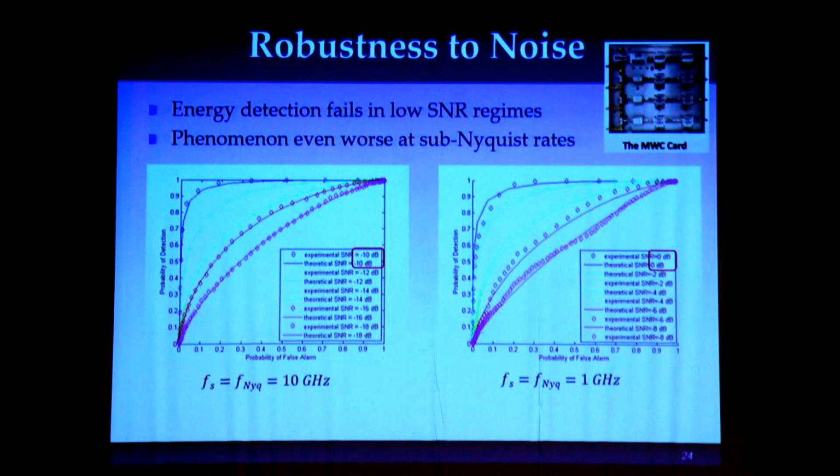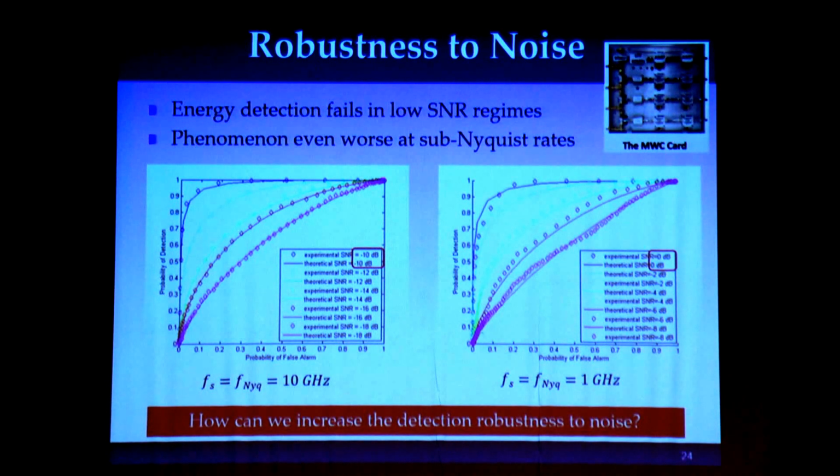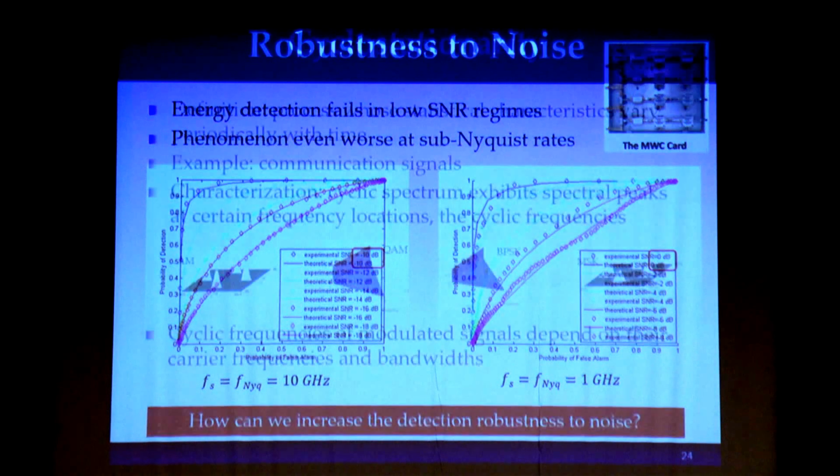The second issue that we had with our system is robustness to noise. We all know that energy detection fails in the low SNR regime. Here we see the Nyquist rate, and here we see results at some sub-Nyquist rate. You see here a shift of 10 dBs. The phenomenon is even worse when we sample at sub-Nyquist rate because of the aliasing. So the question is, how can we increase the robustness to noise of our detection?